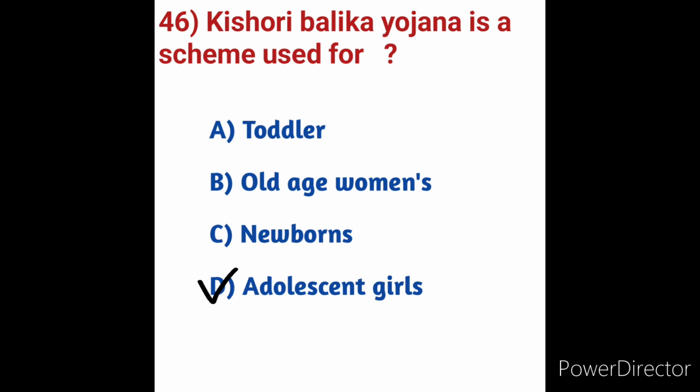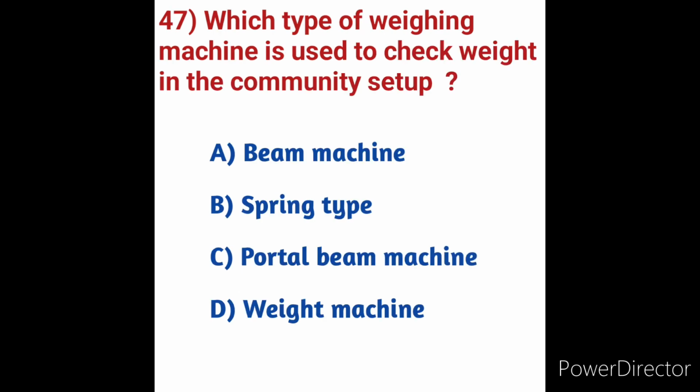Next we will move on to question number 47. Which type of weighing machine is used to check weight in the community setup? We will see the options first. Option A, beam machine. Option B, spring type machine. Option C, portable beam machine. Option D, weight machine. Here option B is the correct answer.